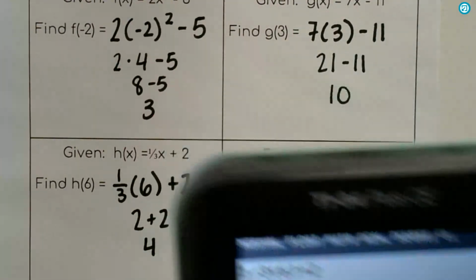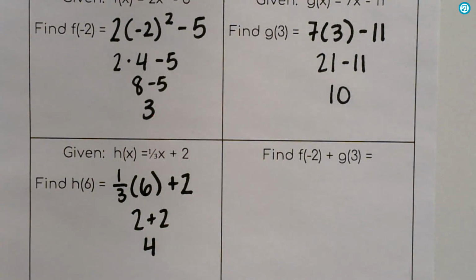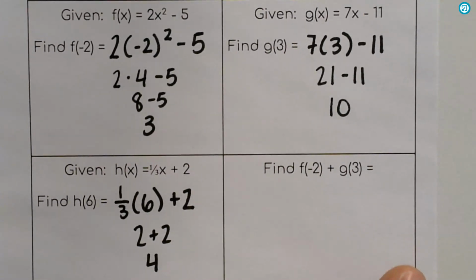Right. Last thing on here, after you evaluate all of your functions, we're going to ask you to do some operations with the solutions to your functions. So this is asking us to find f of -2 plus g of 3. What you're going to do is go back and look at your answers. Here we only have 3 answers. On your worksheet you'll have like 9 or 12 to deal with.